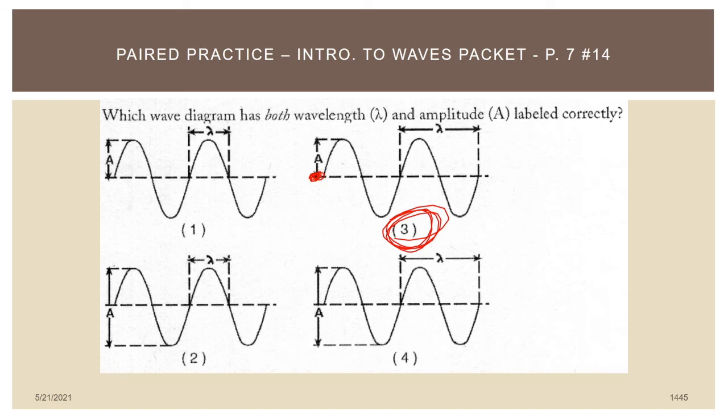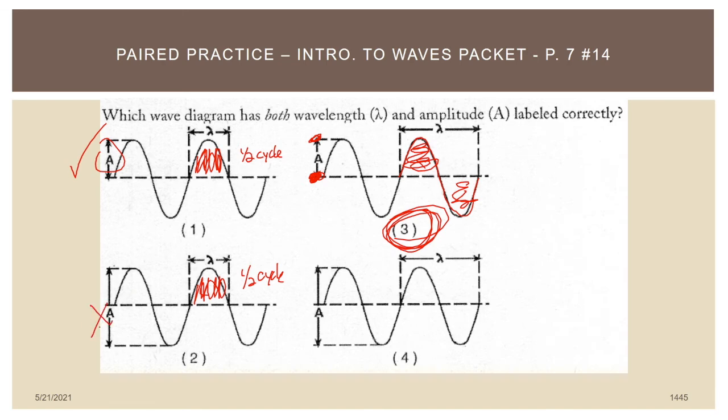Notice the amplitude is being shown as being from the 0 line up to the peak, which is correct. And in this particular diagram here, we see one full cycle of the wave, one full peak and one full trough. Looking at choice 1, it does have the amplitude shown correctly, but this wavelength measurement is wrong because that's half a cycle. Notice that's also true down here for choice 2. That's half a cycle. This one is a double whammy because both of these are wrong.